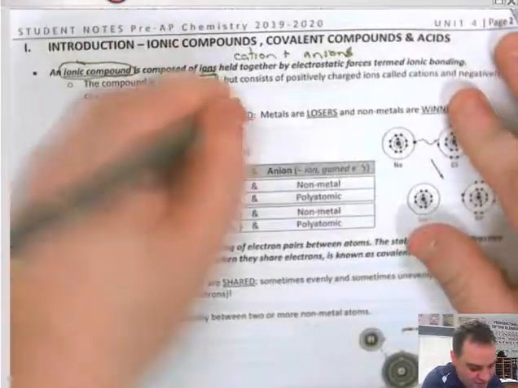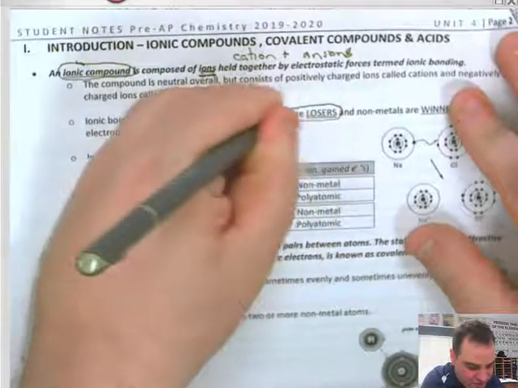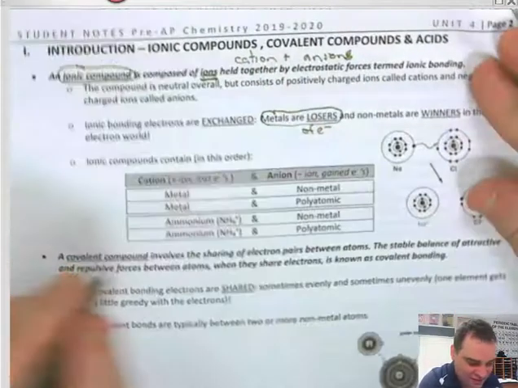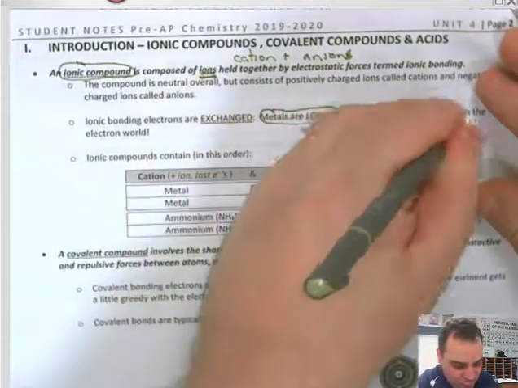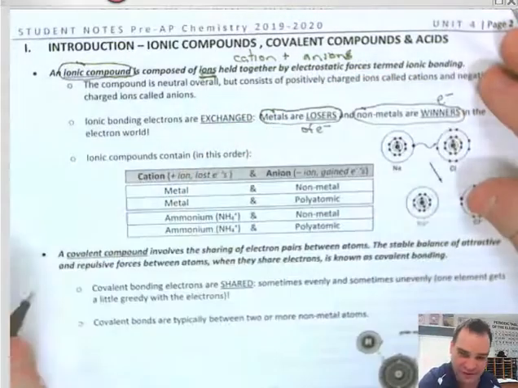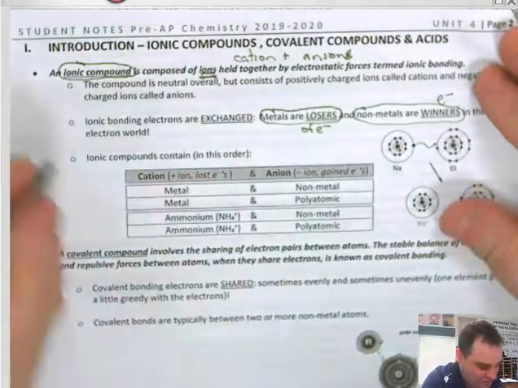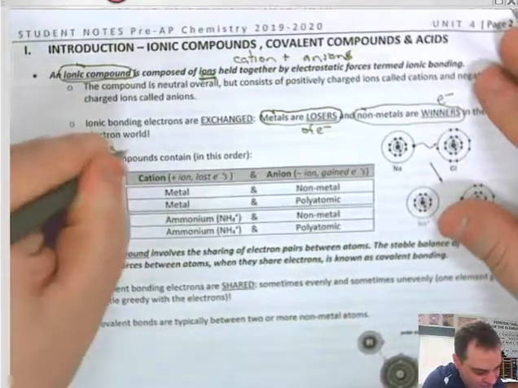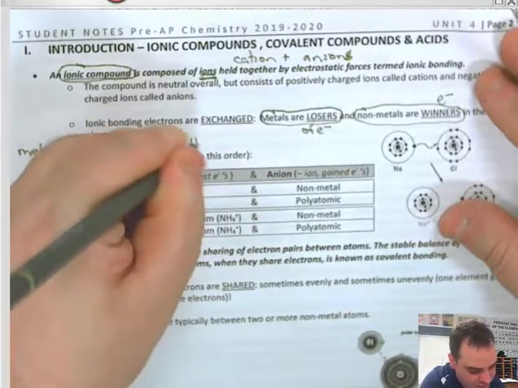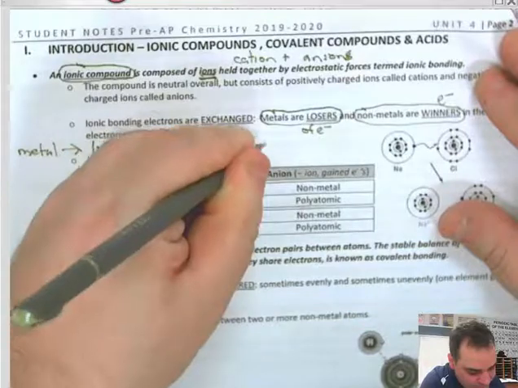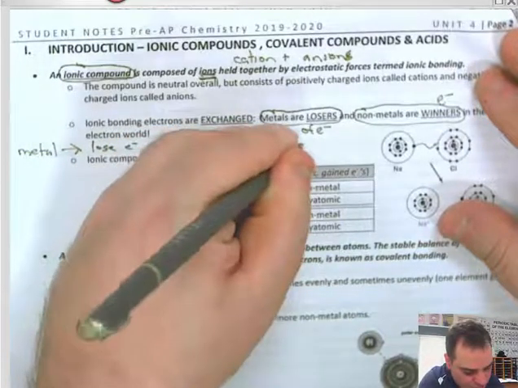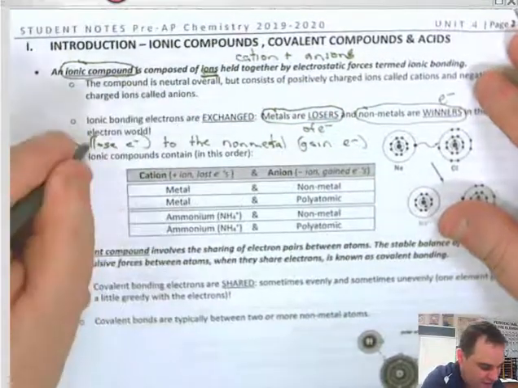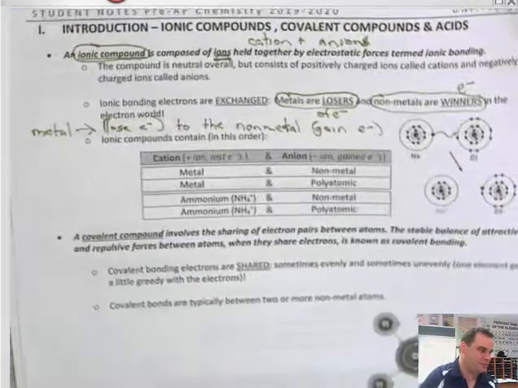In most of these compounds, metals are the losers of electrons. Metals are total losers of electrons. And the non-metal is the winner of the electrons. Winners! Just so you know. So what happens here is that the metals lose electrons to the non-metals, which gain electrons. You have to have both for an ionic compound to happen.